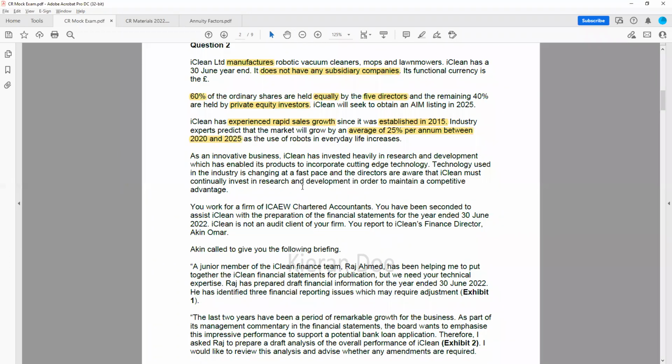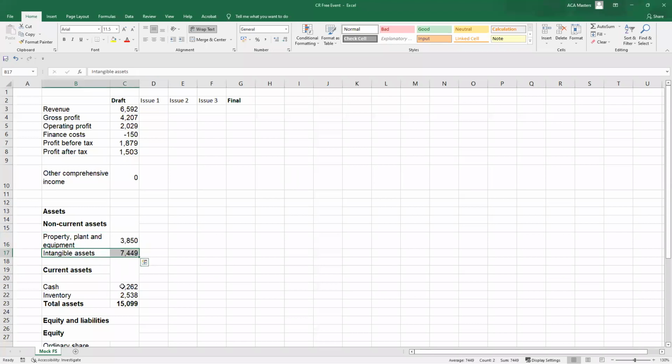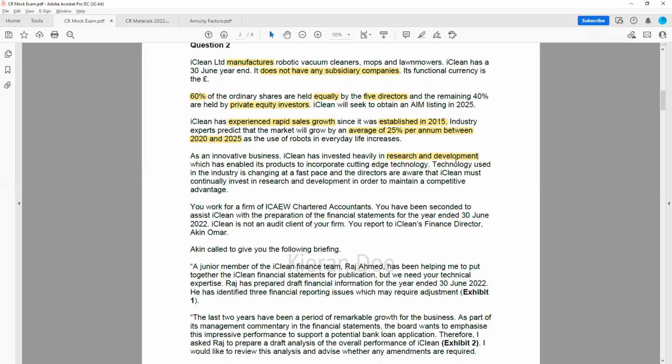As an innovative business, ICAEW has invested heavily in R&D, which has enabled its products to incorporate cutting-edge technology, as you might expect in this type of industry where they're using robots. So we're told they invested heavily in R&D, and of course we can see they have capitalized some of this expenditure, because we can see it here in intangible assets. Maybe some of it qualified for development costs and therefore had to be capitalized under IAS 38. Maybe some of it was research costs and therefore expensed. And of course, it'd be the amortization on any capitalized costs in there as well, unless in the rare event they had an indefinite useful life.